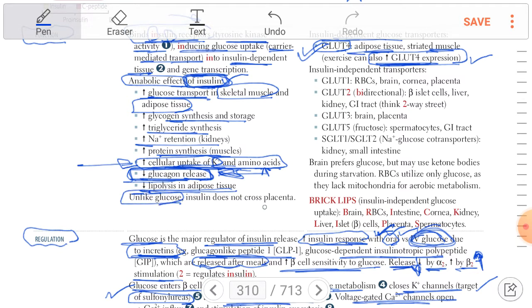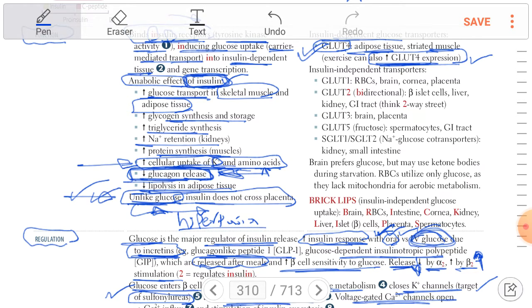Unlike glucose, insulin doesn't cross the placenta. This is so important. Why? Because of the infant of a diabetic mother. Glucose can cross the placenta, but insulin doesn't cross the placenta. So the infant of a diabetic mother will suffer from hypoglycemia after the birth. Why? Because during pregnancy glucose goes through the placenta to the fetus, leading to hyperplasia of what? Of the beta cells of the fetus. So once there is delivery, there is hypersecretion of insulin, leading to hypoglycemia for the infant. So this is the patient, infant of diabetic mother, suffering from hypoglycemia after the birth.